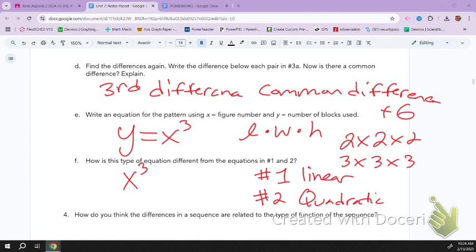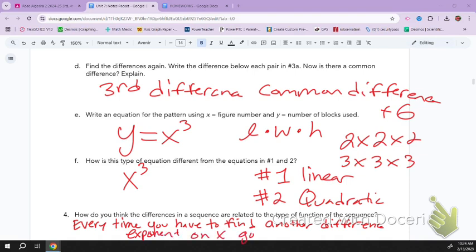What, Vinny? Yeah. Good. So every time you have to find another difference, the exponent on x goes up. The exponent on x goes up. And we practiced with exponents yesterday. Okay, that's why we did exponents yesterday.